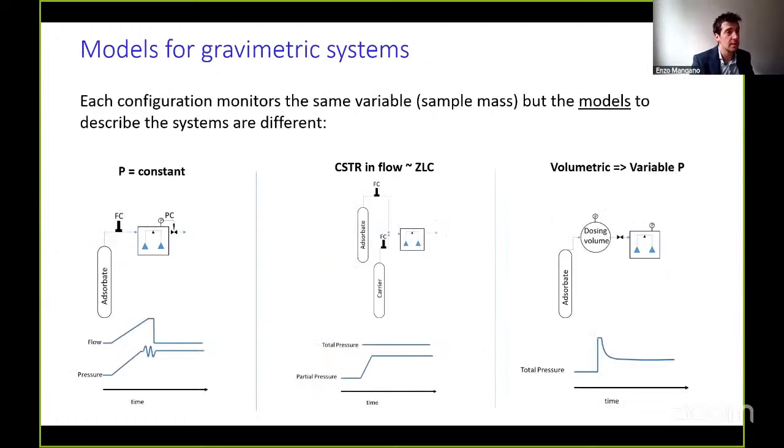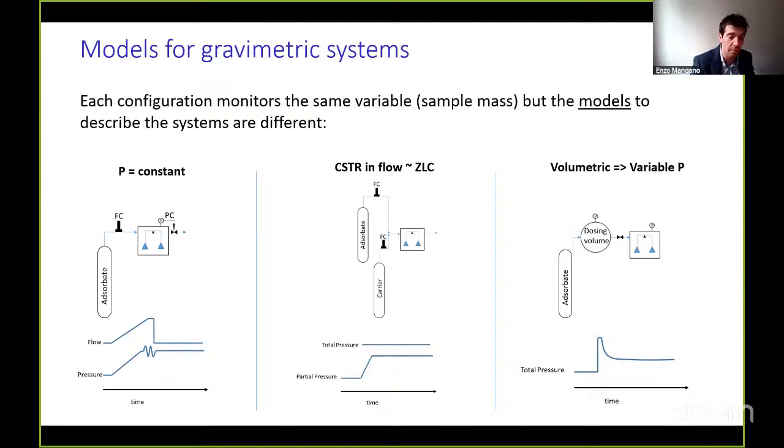So what's the difference? The difference between the three systems is essentially that the model that you need to represent your system changes depending on the way in which the pressure and the concentration step is applied. In the first case, we saw that the system can be modeled and understood as a system where the pressure is constant. In the case in which you have a flow system, this becomes essentially a flow system, so it can be represented by the model of a CSTR in flow, where the flow rate is relatively large compared to the amount of sample.